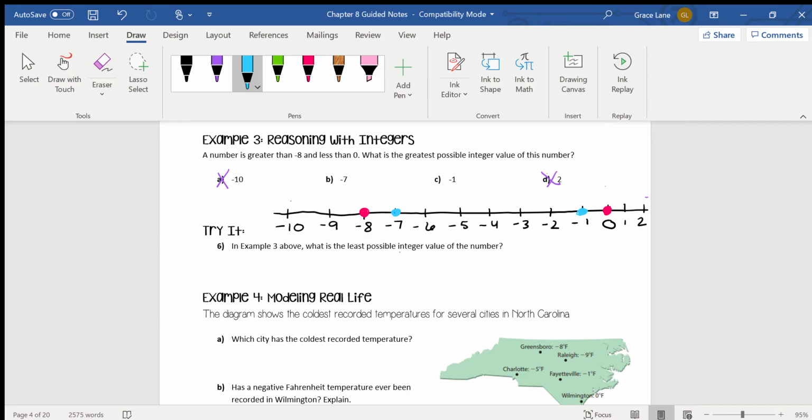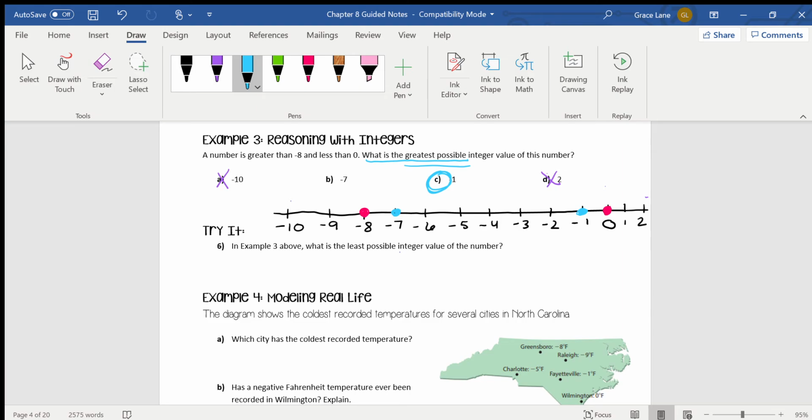The question is, what is the greatest possible integer? You should choose letter C. And I know that -1 is greater than -7 because it's farther to the right on the number line.